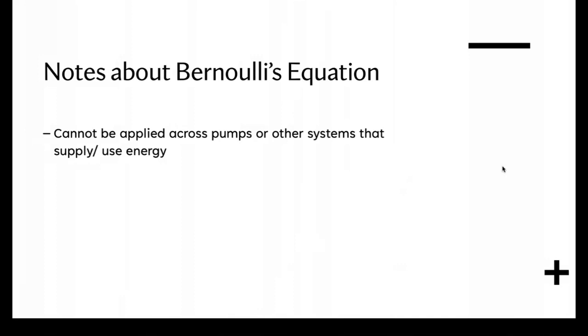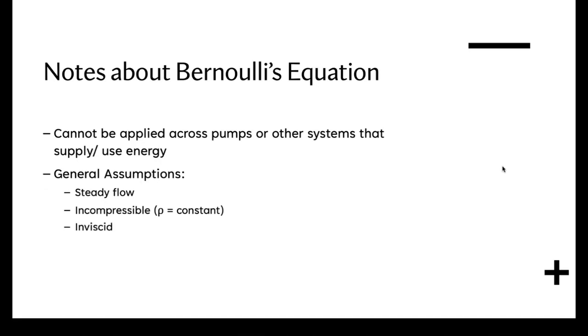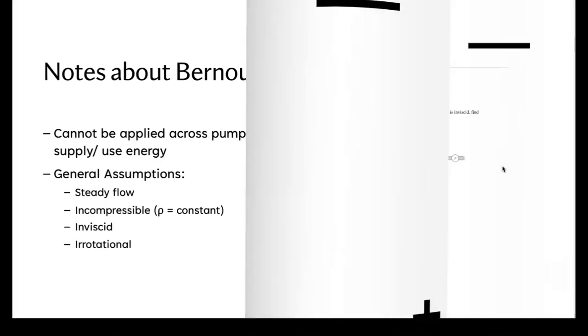Some notes about Bernoulli's equation are that it cannot be applied across pumps or other systems that supply or use energy. If you're working with a pump or a turbine or something like that, you're going to be using a conservation of energy equation, which will come later. But with Bernoulli's, we're not going to be applying it across pumps or other systems that supply or use energy. Some general assumptions for Bernoulli's equation are that it's steady flow, incompressible, inviscid, and irrotational.